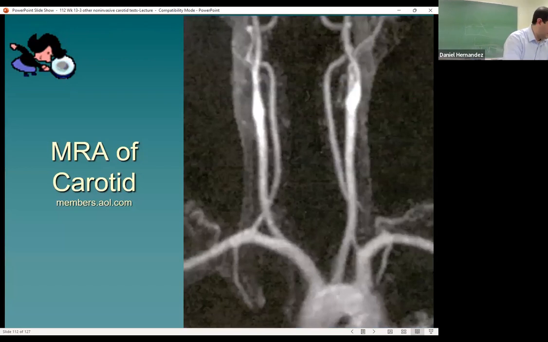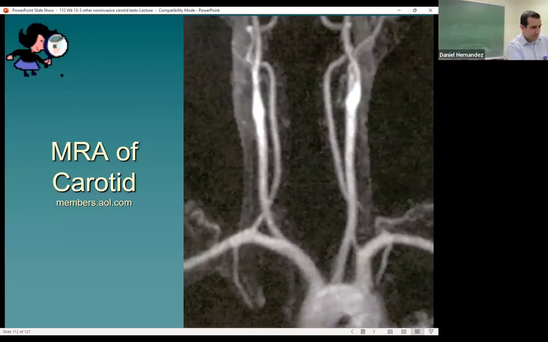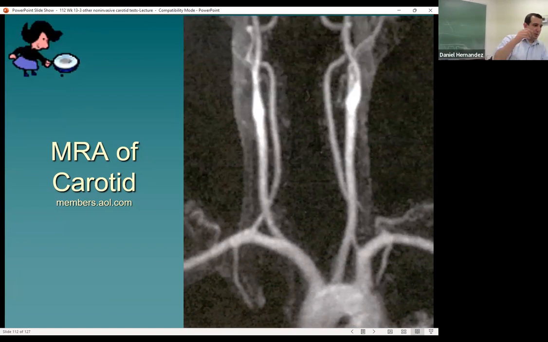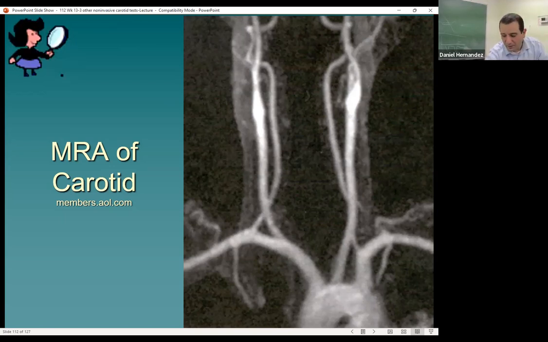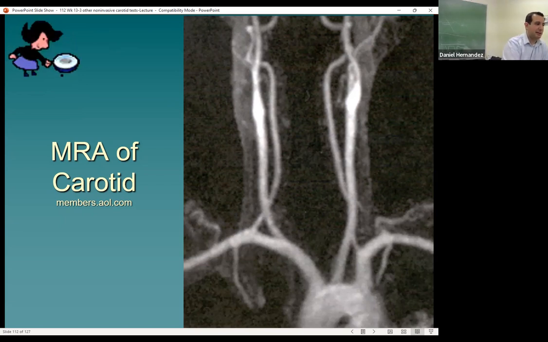So MRA can be used for carotid arteries. You can get some very good images. The downfall of this is these exams take a long time. The MRAs take a long time. They're very susceptible to motion. So if we need a stat emergent result, we're worried about a patient who's had a stroke, or we're worried about some sort of brain bleed or something like that, MRA isn't the route that they're going to go. They'll go right to a CTA or a CAT scan because that's much quicker.